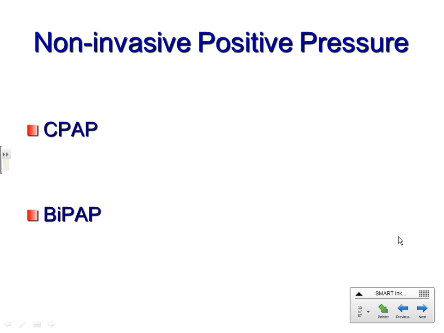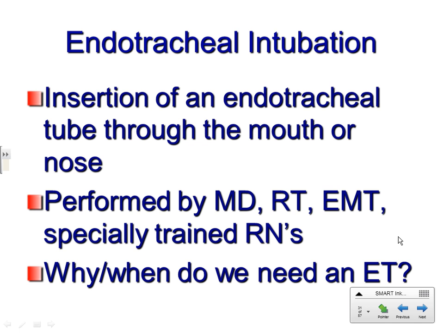But if they do need an endotracheal tube, it's not something you're going to have to learn how to do unless that's some kind of specialty area that you want to do, like if you want to become a CRNA or something. And why do we need that endotracheal tube? Why do we bother to put one in?